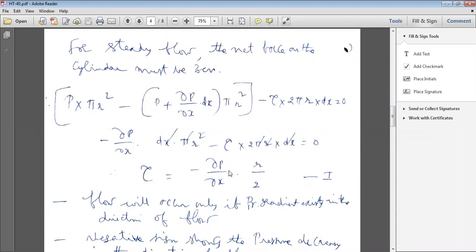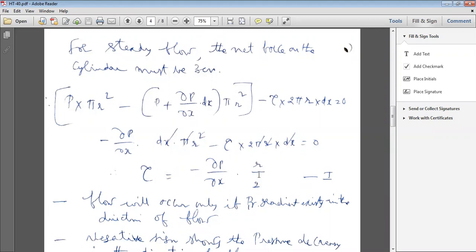Sorry, shear stress is maximum at the wall of the pipe, that is, at capital R by 2. At the center of the pipe, shear stress is 0, since small r is equal to 0 at the center. So shear stress is equal to minus dou P by dou x into small r by 2. Here, shear stress is proportional to the pressure gradient and the radius of the pipe.